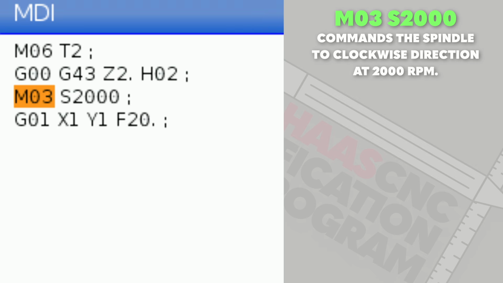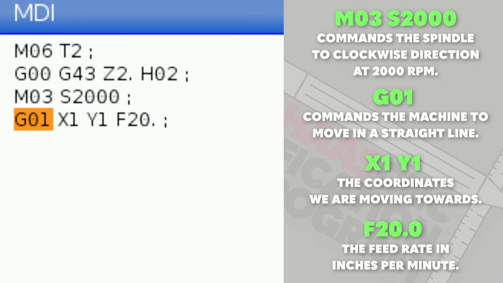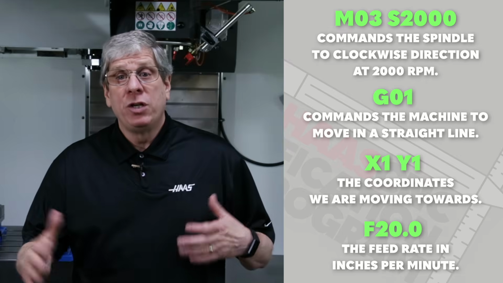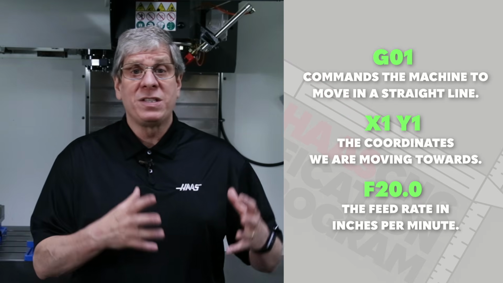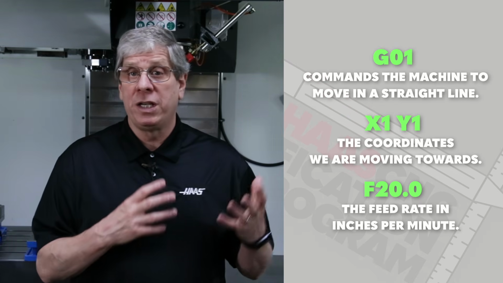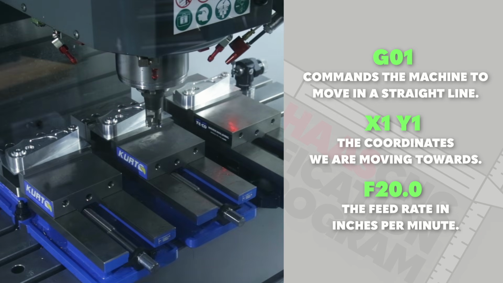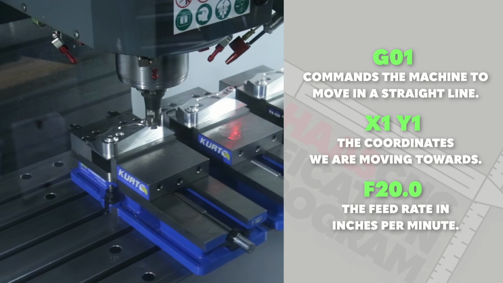Next we have M03 S2000, which turns on the spindle in the clockwise direction at 2000 RPM. Next is the G01 command. The G01 tells the machine to move in a straight line to a new position at a specific speed. X1, Y1 are the new coordinates we're moving towards, and F20 is the feed rate, or the speed at which we're moving in inches per minute. The G01 command is the basic command we typically use when cutting in a straight line. The F address code allows us to control the speed that we're moving at.